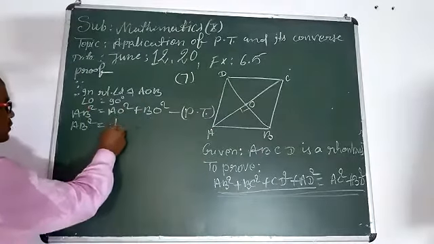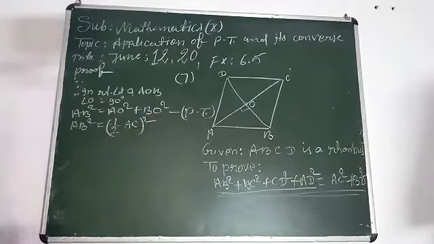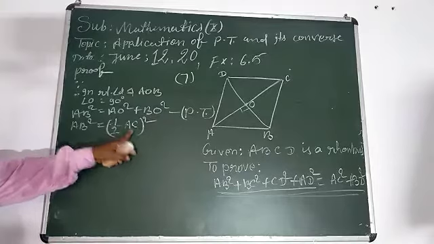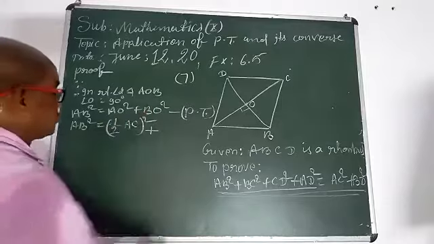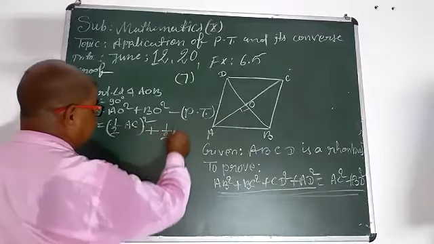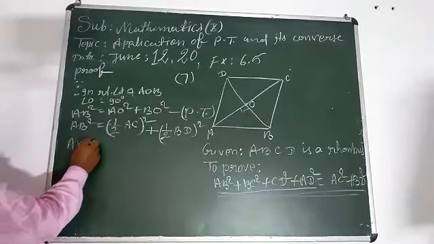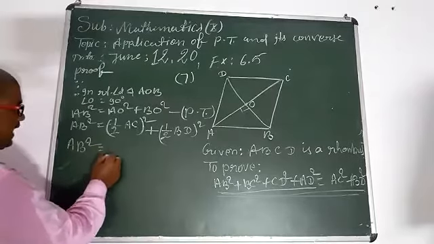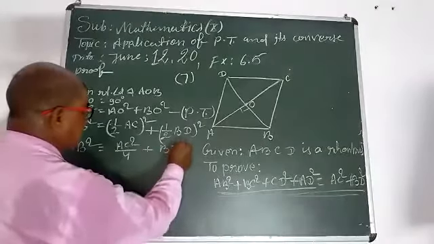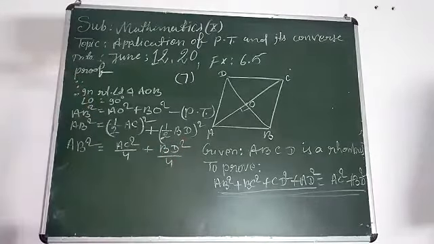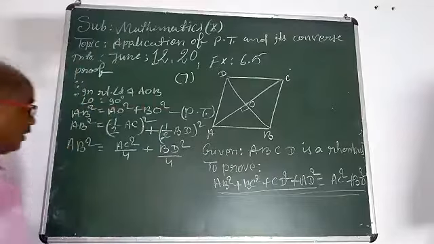Understood? So you should write half AC instead of AO, and instead of BO you should write half BD. Understood, everyone? Now you can solve. Simplify it. AB square equal to AC square upon 2 to the power 4 plus BD square upon 2 to the power 4. AB square equal to AC square upon 4 plus BD square upon 4.